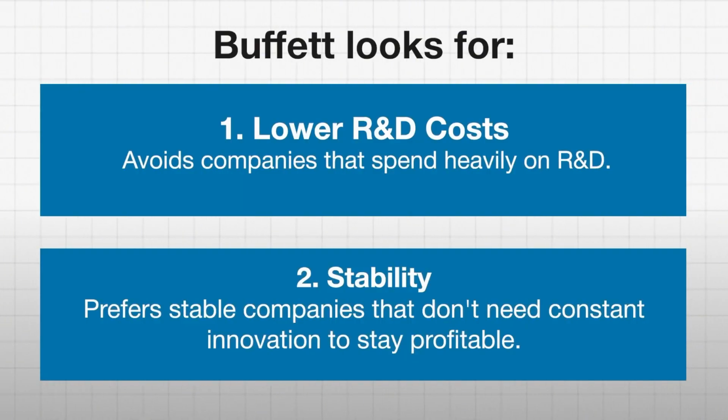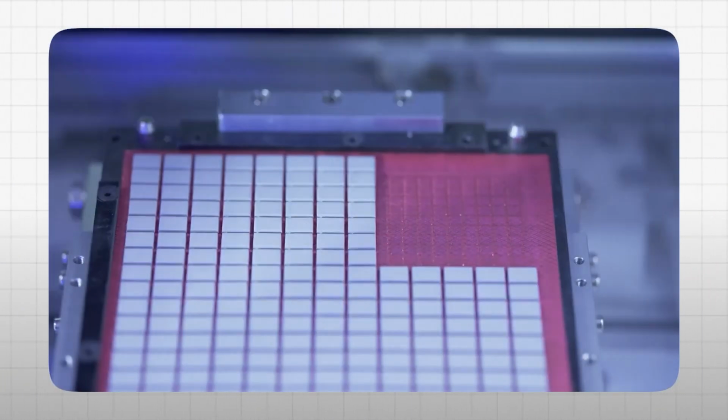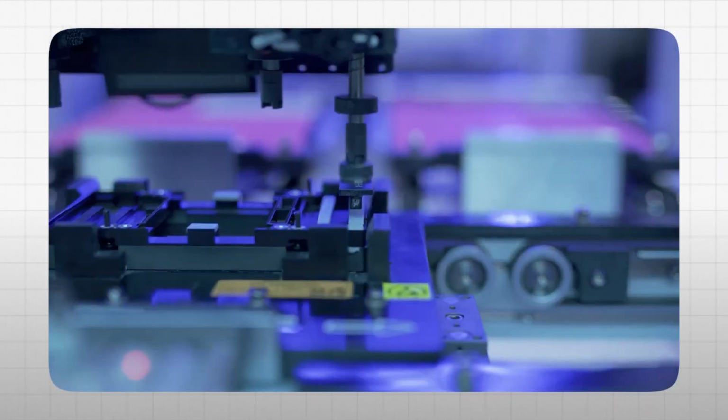Second, stability. Buffett prefers stable companies like Coca-Cola, which don't need consistent innovation to stay profitable. They have well-established products that don't require large R&D spending to maintain their competitive edge.